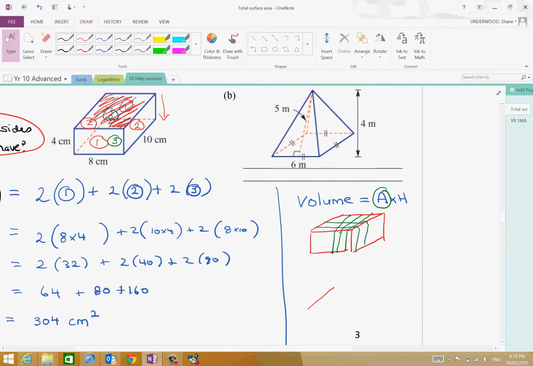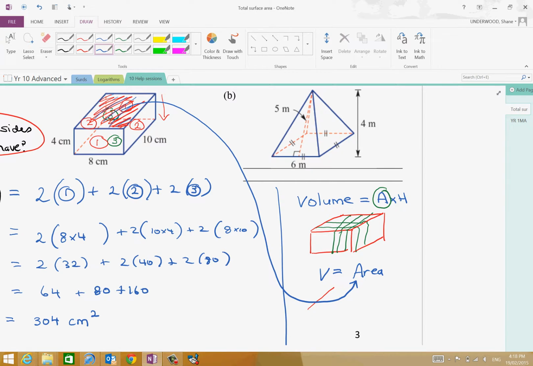What is the area, girls, of the top rectangle, the thing I've just shaded in red? Volume is equal to the area. What is that area over there? What's the area of that rectangle? The one in red, the top of the box, if you like.